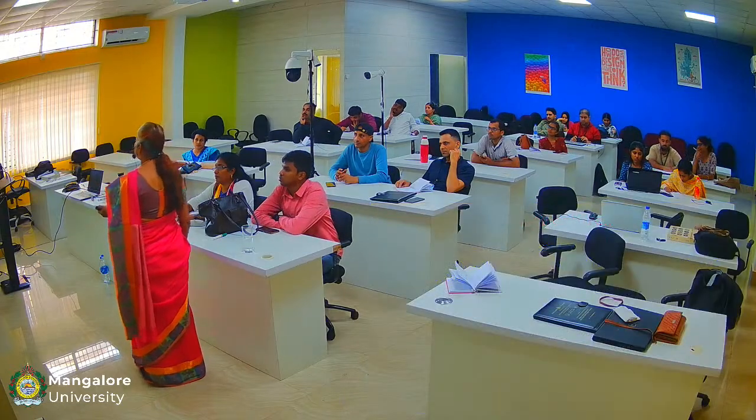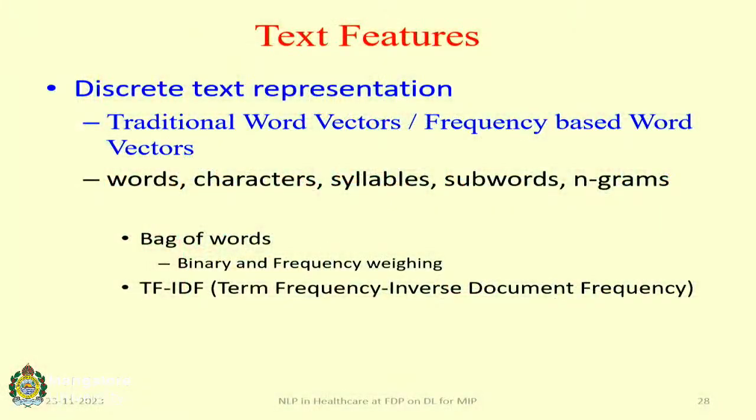So we have two types of representation. One is discrete text representation. The other one is distributed text representation. What we call traditional word vectors are based on the frequency. So we have two models here. One is the binary weighing measure, and the other one is the frequency weighing measure, or we have the TF-IDF, which makes use of the vector space model.